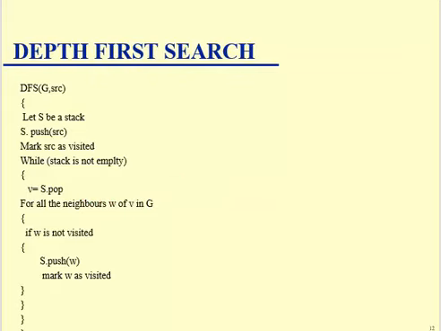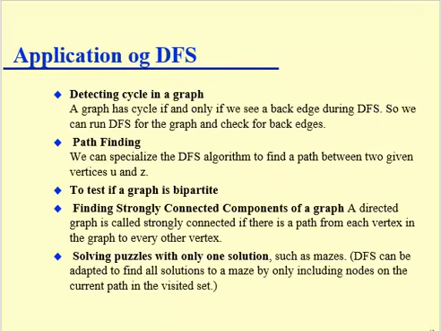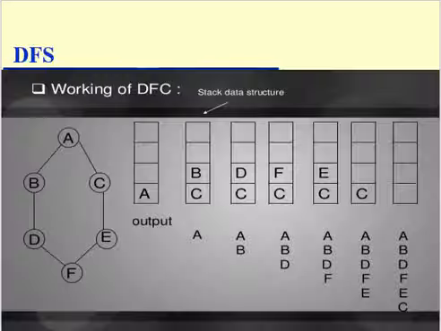Okay, next we have the applications of DFS. DFS can be used for the detection of a cycle in a graph. The way I told you in BFS, both BFS and DFS can be used to detect a cycle in a graph. Then there is pathfinding. Pathfinding means suppose this graph is given to you and you are asked to find out, is there any path between E and F? Yes, there is a path between E and F.